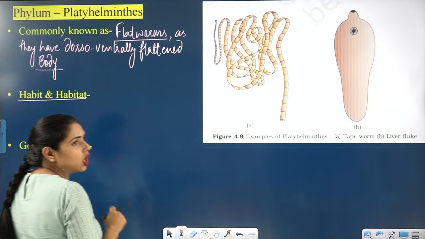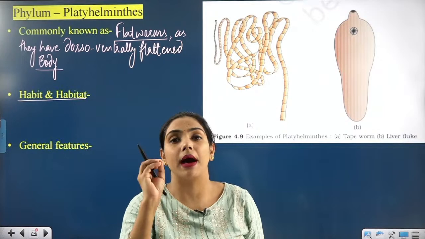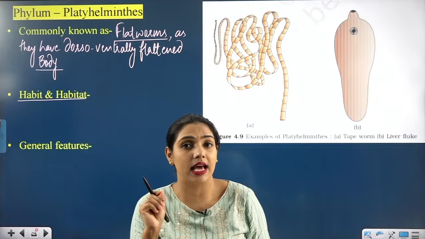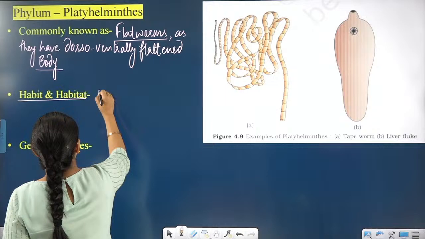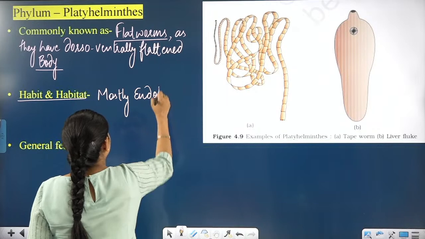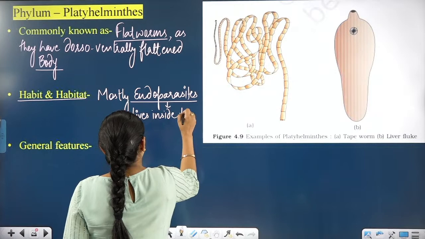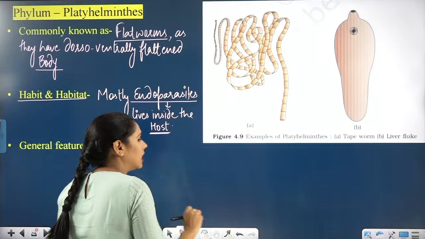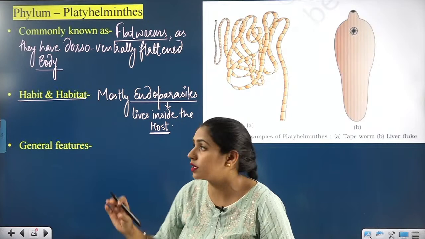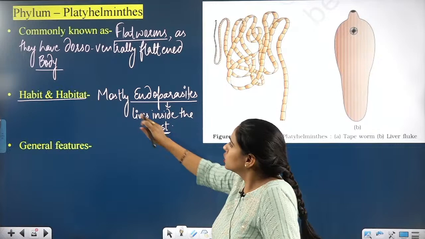All right. Coming to the habit and habitat, they are mostly parasitic, beta, and they are mostly endoparasites. Endoparasites means they are living inside the body of the host, right? Endoparasites means lives inside the host. They cannot complete their life cycle without another animal which we are calling as host. What is host? Host is the another animal in which they are living, right? So they are mostly endoparasites.